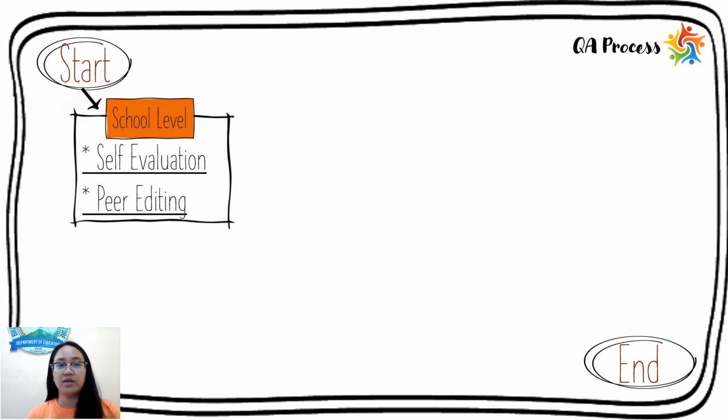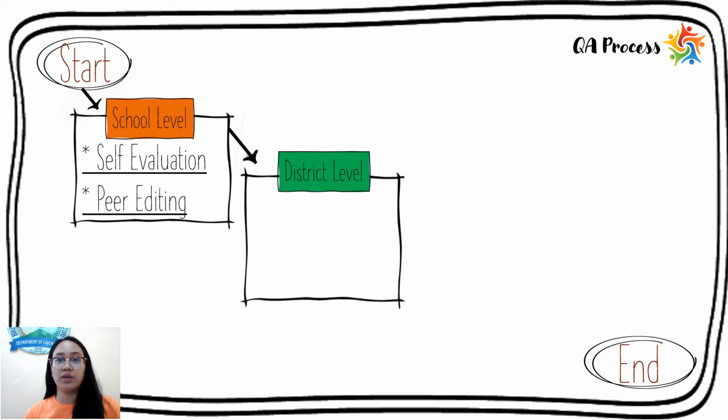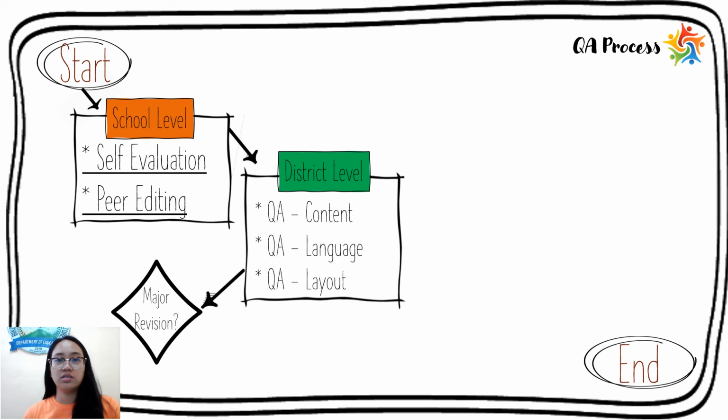Together with the developed learning activity sheet, the tools such as the self-evaluation tool and peer editing tool will likewise be forwarded to the quality assurance team at the district level. This will be evaluated by the QA team members for content, language, and layout. So decisions may be LAS with major revision or minor revision. Before we proceed, let's have first the grounds for major revision. Number 1 is violation of copyright. Number 2, private sources. And number 3, erroneous content.